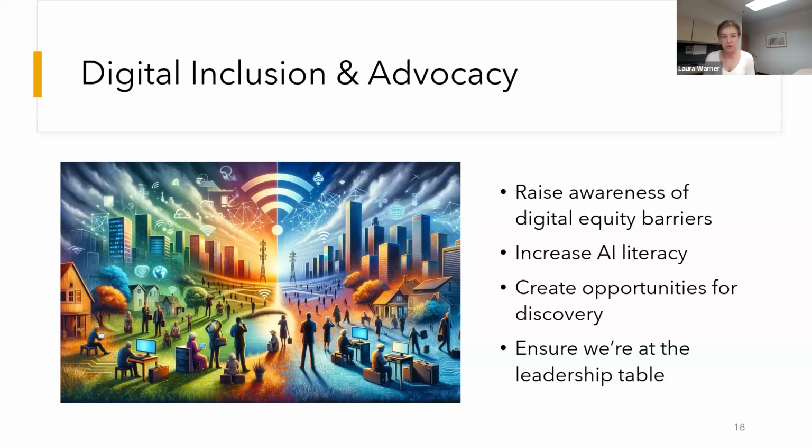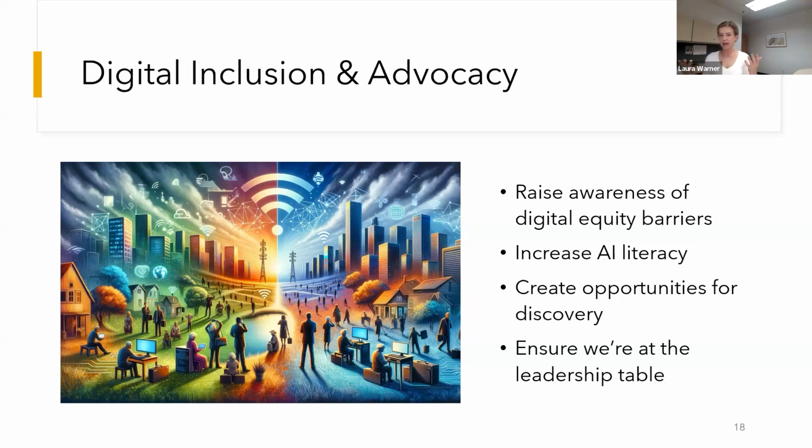Okay, and we're going to also create opportunities for discovery. There are some libraries out there doing fantastic things, introducing their community to AI, for example, by running an AI poetry workshop. And finally, we want to ensure we're at the leadership table with this. So we want these basics and this background so we can speak about it. And we want to know the implications, positive and negative. And we want to be at the leadership table.